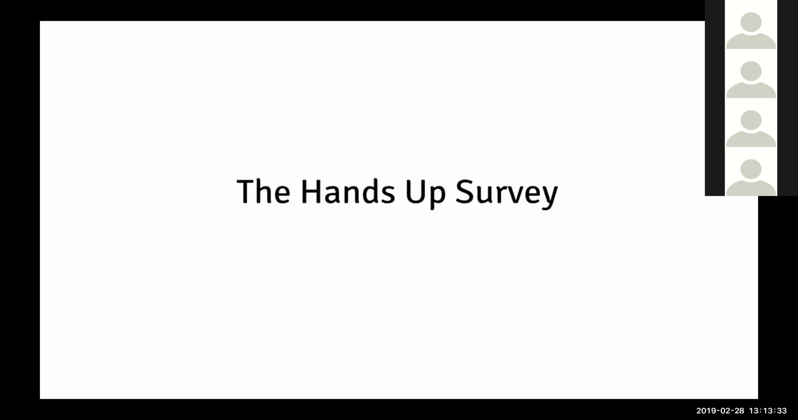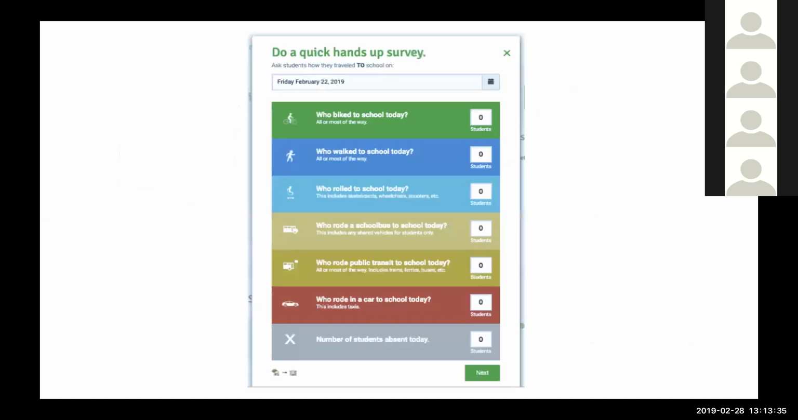So the Hands Up survey works like this. The teachers ask a very simple question to their students, usually at attendance time, and they ask them separately each of these questions. So we have biking, walking, rolling. Rolling includes skateboards and wheelchairs, scooters. 2 different forms of transit, school bus and public transit, and who rode in a car. We also ask for absent, and that gives us an idea of the overall number of students in the class. But it's really quick. Once you get good at it, it's very, very quick. And it tells us important information.